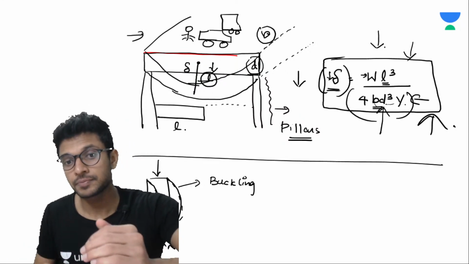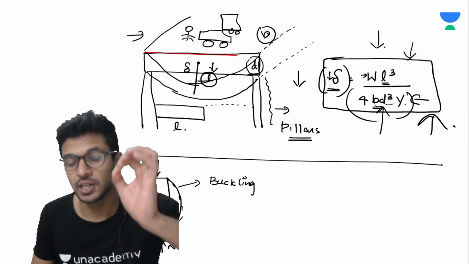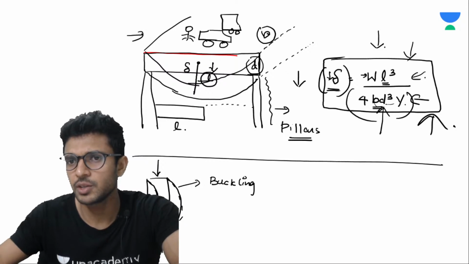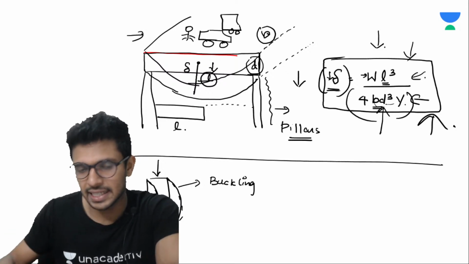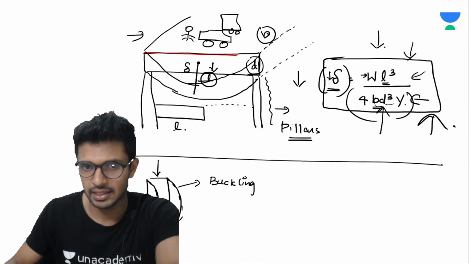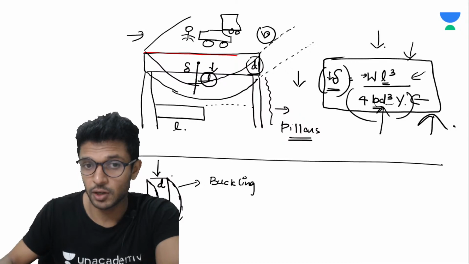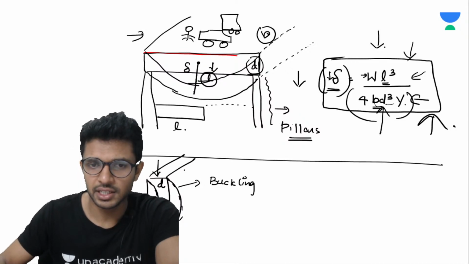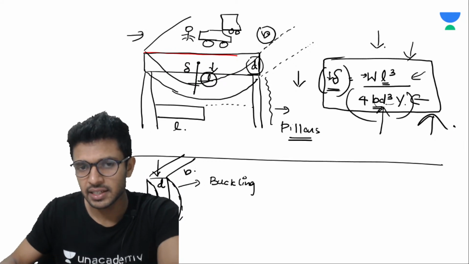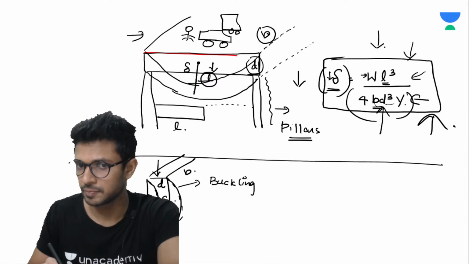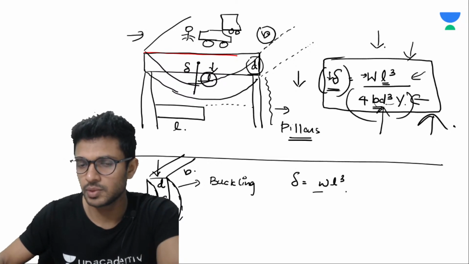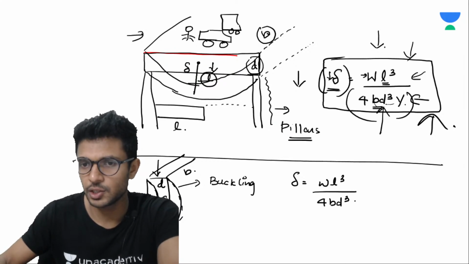Now, how to reduce this particular buckling? This is the next question. We can make use of the same equation for reducing this buckling. This is the length of this particular pillar, this is the depth of the pillar, and here this will be the breadth of the pillar. Here you can see there is a bending happening to the pillar. Now, if I write the formula for bending, it will be WL cubed divided by 4BD cubed Y.